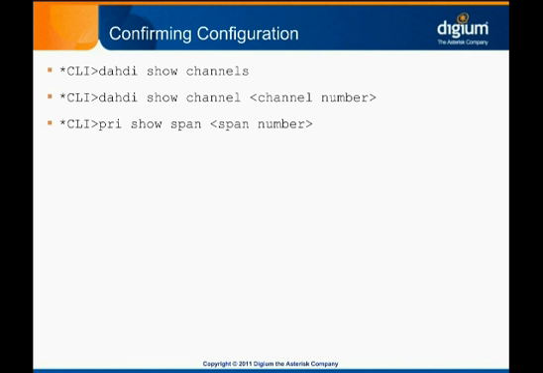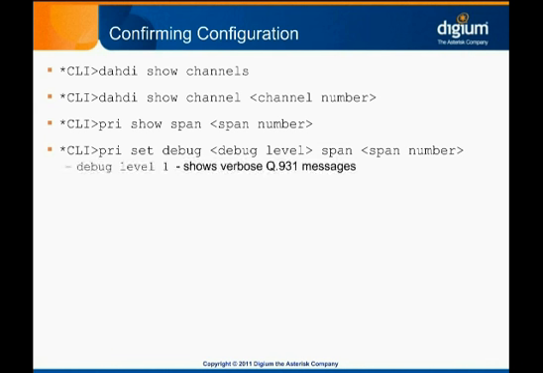There are two levels of PRI debugging available. To enable PRI debugging, enter the command PRI set debug, debug level, the word span, and then the span number. The debug level will be either 1 or 2. The level 1 debug will show the verbose Q931 messages used for call control and alerting. Level 2 debug displays Q921 information, which is usually only needed when debugging timing issues. There is also an option to write debug messages directly to a file.